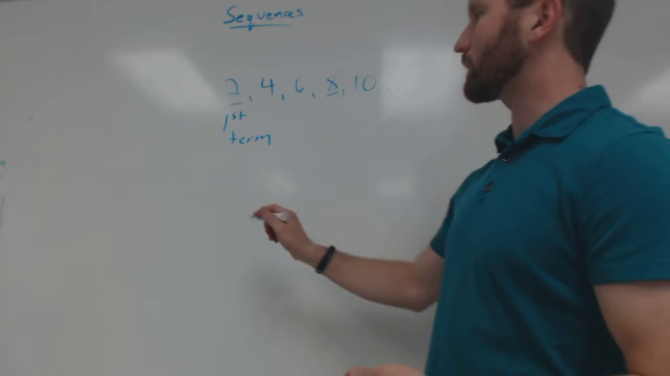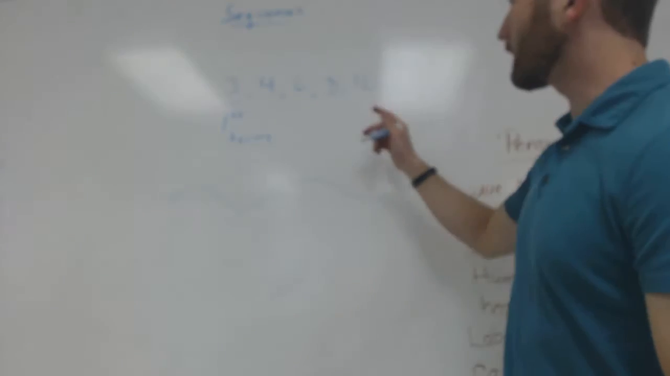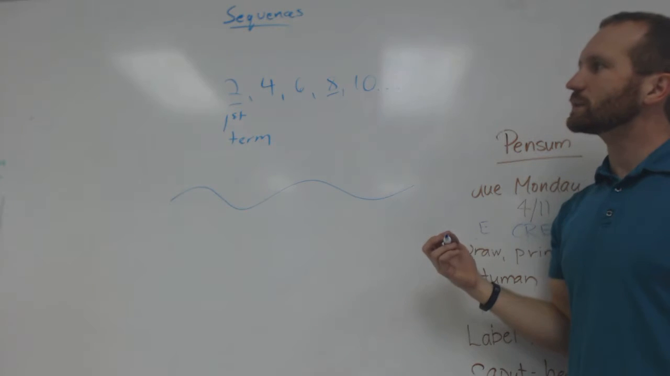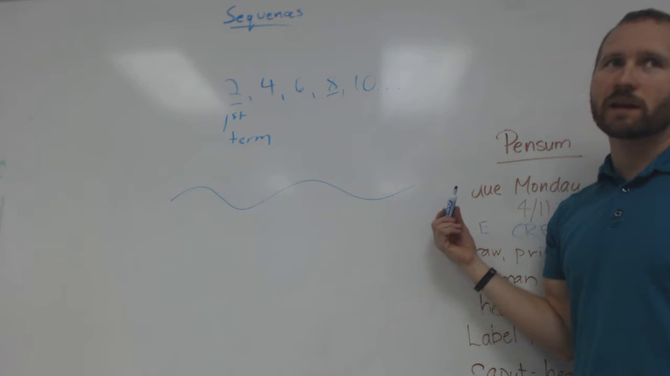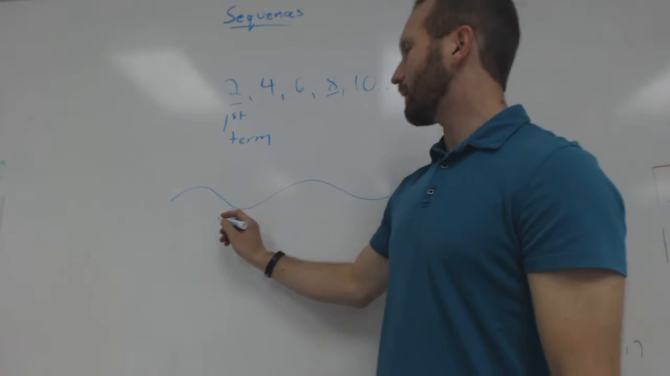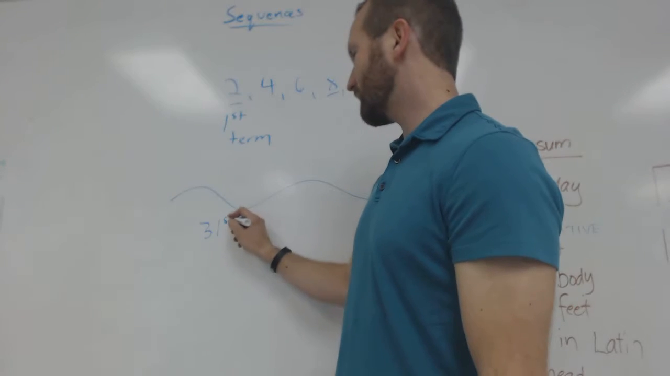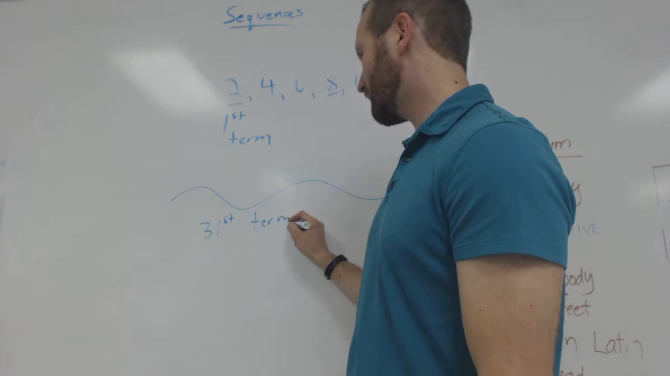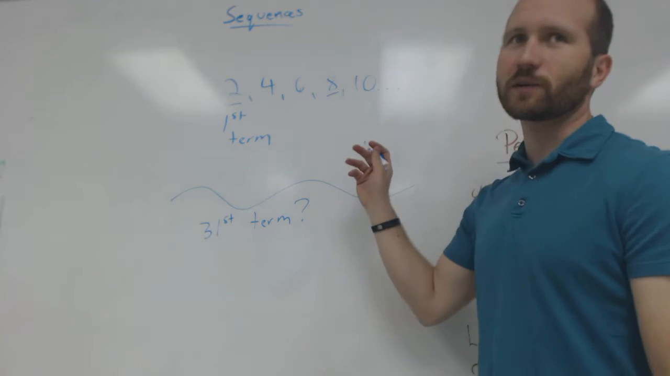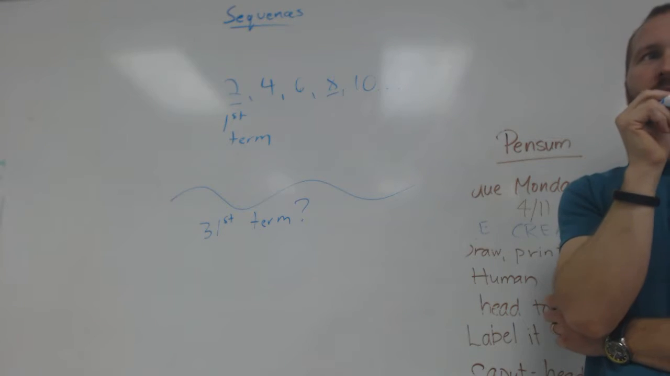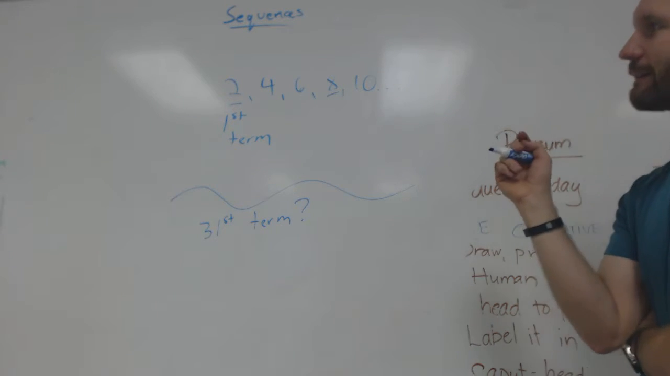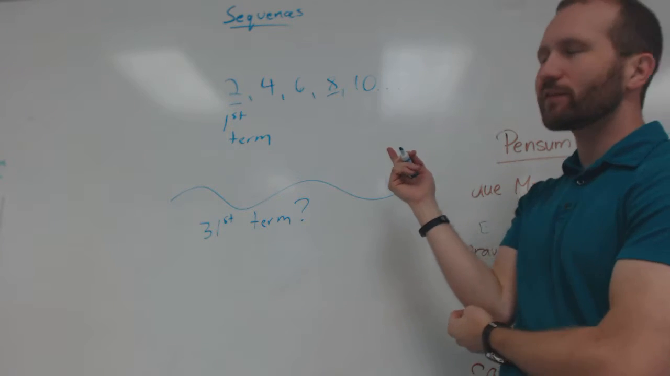All right, I'm going to give you a problem to think about. Let's look at this thing. I want you to tell me what would be the 31st term in this sequence. It would be 62. So is there an easy way to figure this out?